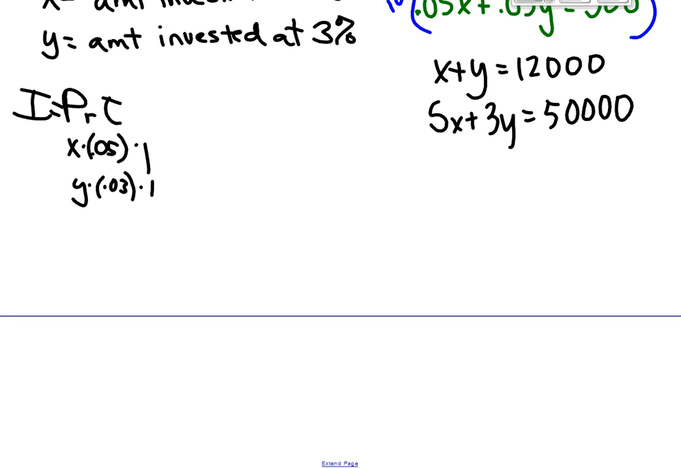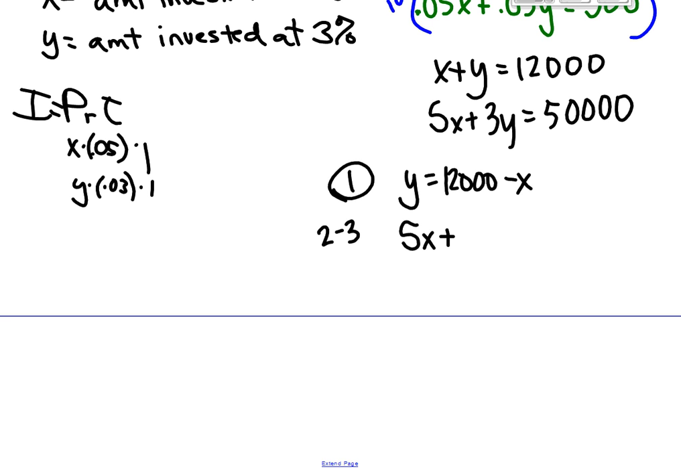So step one is to solve one of the equations for one of the variables. Do you agree that I'm going to use the first equation, right? And it doesn't matter. I'm just going to solve for y. So I'm going to say y is 12,000 minus x. And then for steps 2 and 3, I'm going to say 5x plus 3, and then I'm just going to leave that times that expression is equal to 50,000. And then I'll just plug that in, 12,000 minus x.